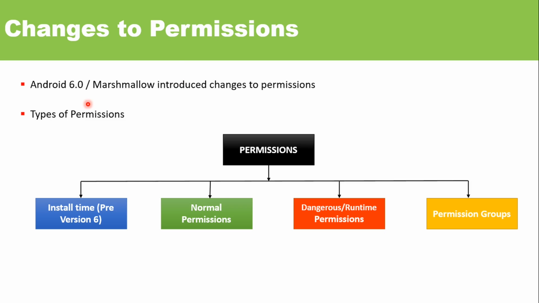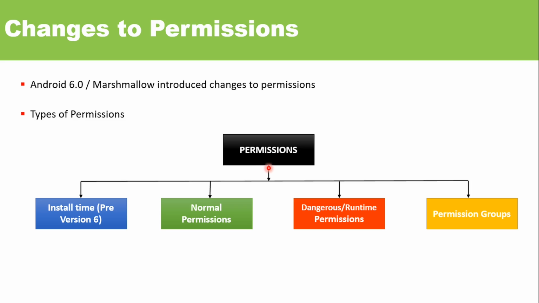Now there were some changes made to permissions. What are the changes that were made? The changes were made in Android version 6, which is also known as Marshmallow. Okay, and the API level for Android version 6 is API 23, right? So API 23 introduced some changes to permissions, and we can see the types of permissions that were introduced in API 23 as listed here.